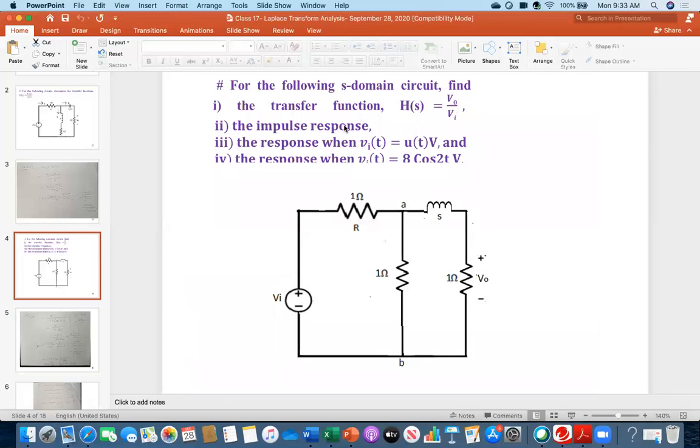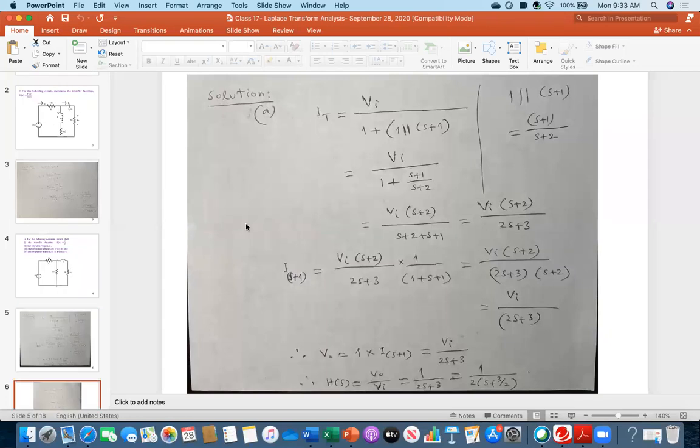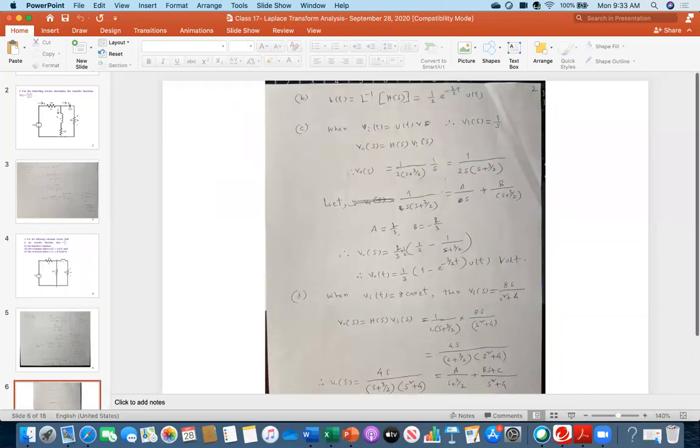Now look at the impulse response. So see the next calculation. Everybody, one top.